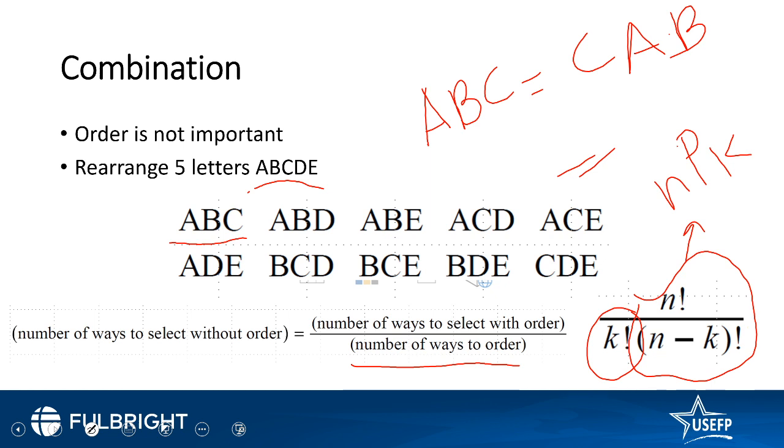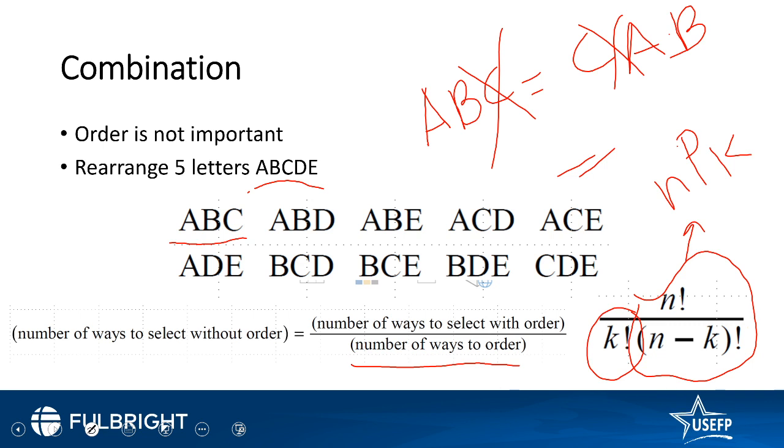the ways to order. If there are k things that we are selecting, we divide by k factorial so that we exclude all the rearrangements that the letters have among themselves. So we divide the permutation formula by k factorial. Now let's solve a few questions.